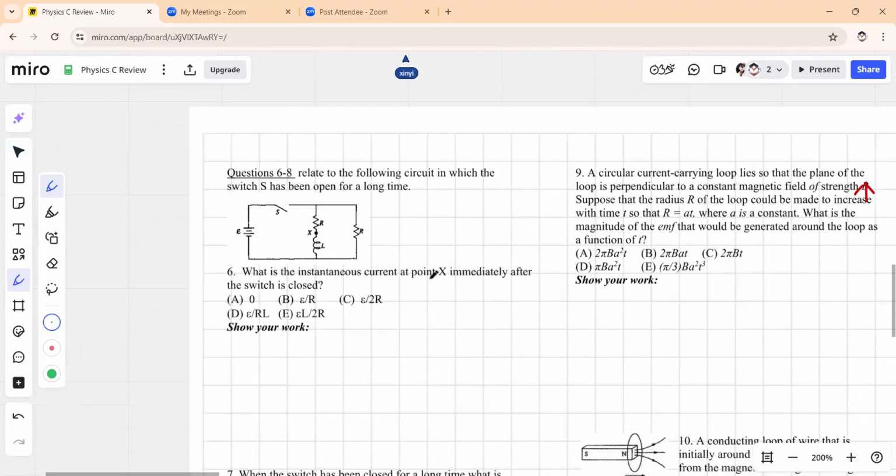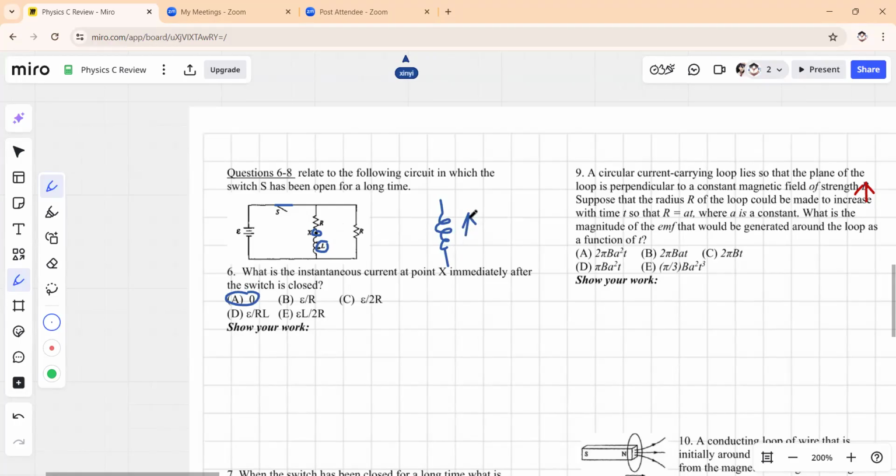So, the switch has been closed for a long time. Initially, we're chilling, nothing's happening, right? And then we have this. Instantaneously at point X, we have nothing. Why? Inductor. Our inductor initially says no current can pass.